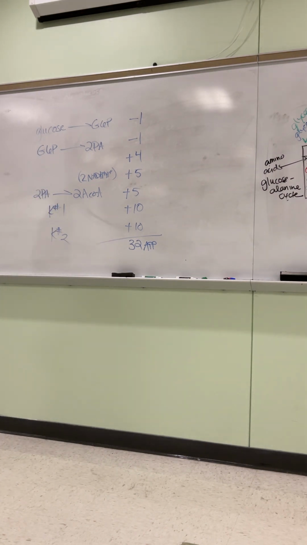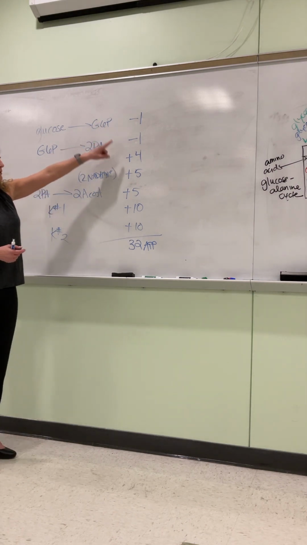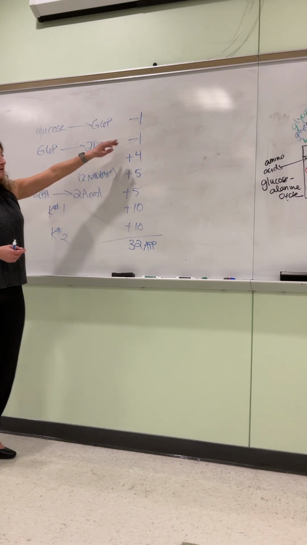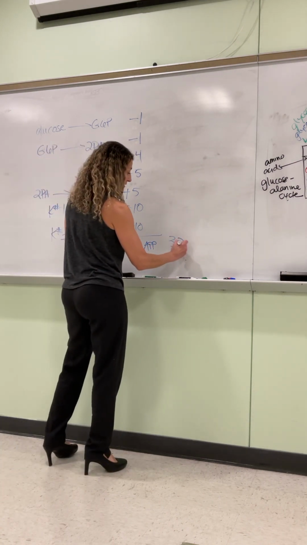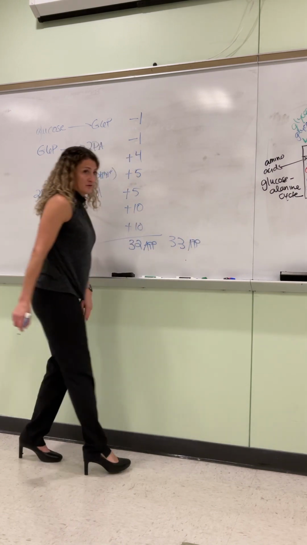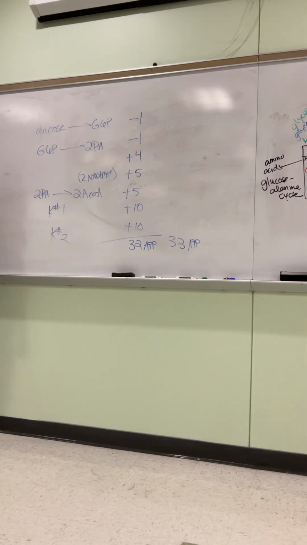What if we came from muscle glycogen? What would be different on here? We wouldn't lose this first one, so we'd end up with 33 ATP if we came from muscle glycogen. What if we came from liver glycogen? 32. Those are numbers you need to know.